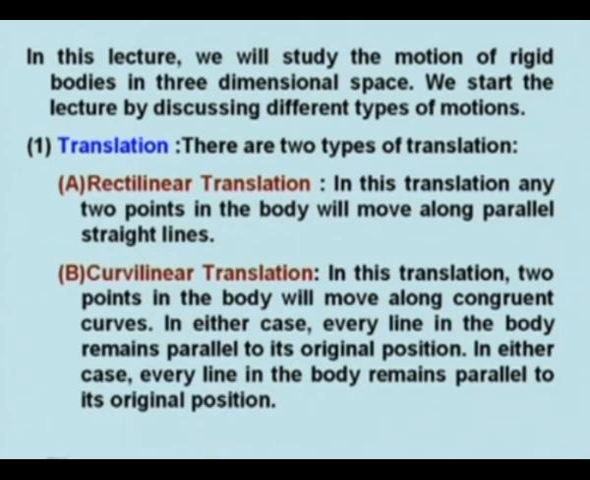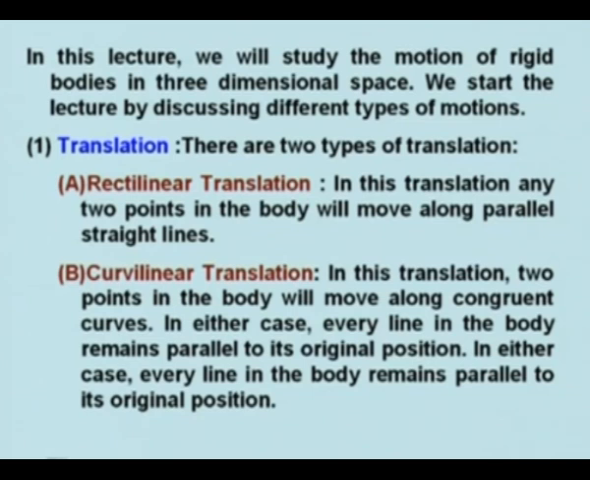One is rectilinear translation, in which any 2 points in the body will move along parallel straight lines. And suppose there is a line in the body, that line remains parallel to itself. So naturally in translation the angular velocity is 0. In rectilinear translation the 2 points move along parallel straight lines, that is, they have to move in a straight line.